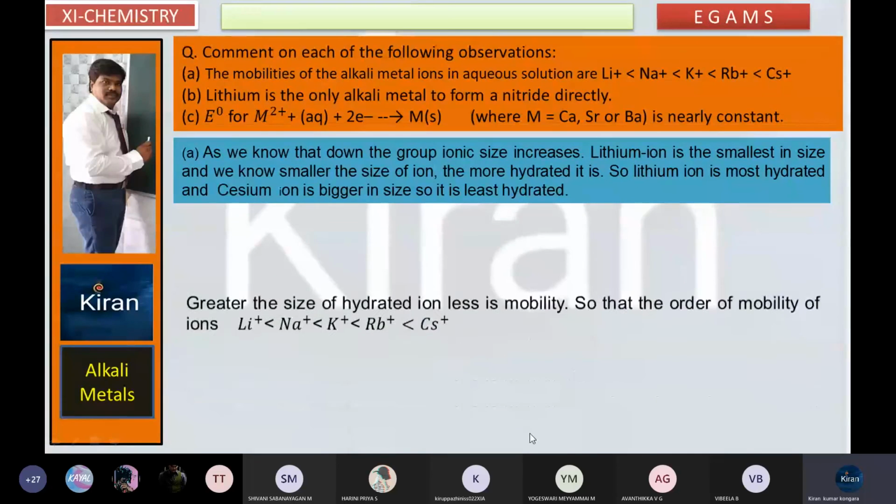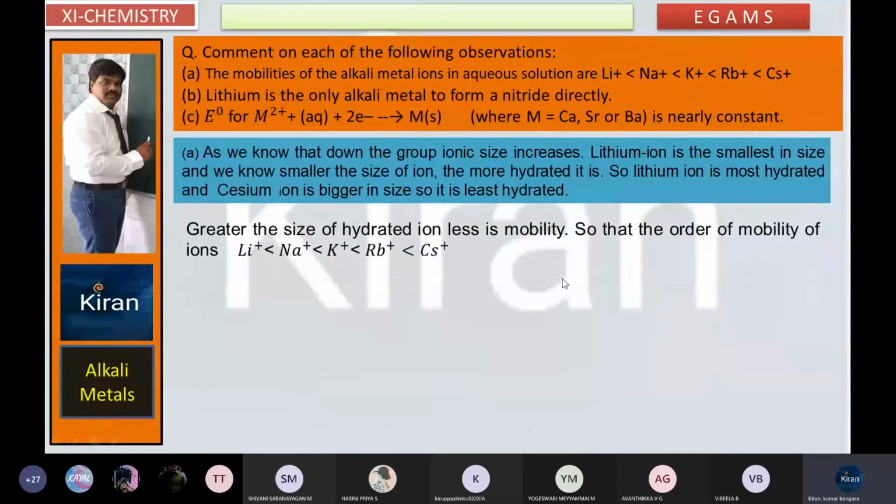The greater the size of the hydrated ion, the less is the mobility. So the order of mobility in water is lithium ion is less than sodium ion, less than potassium ion, less than rubidium ion, less than cesium ion.